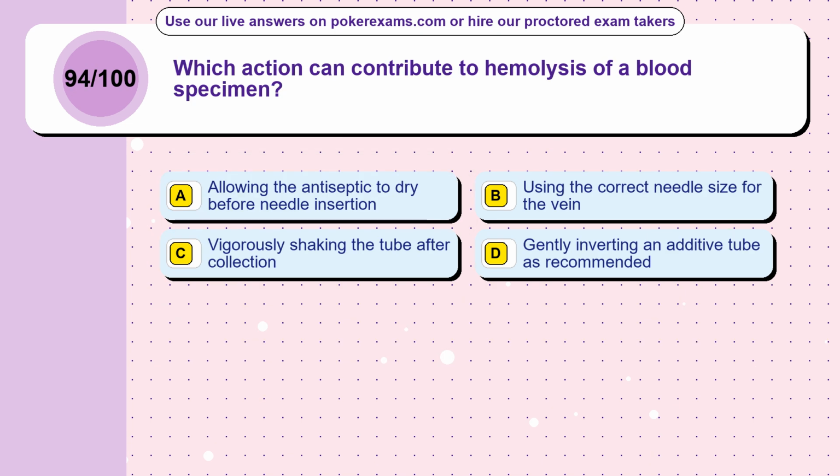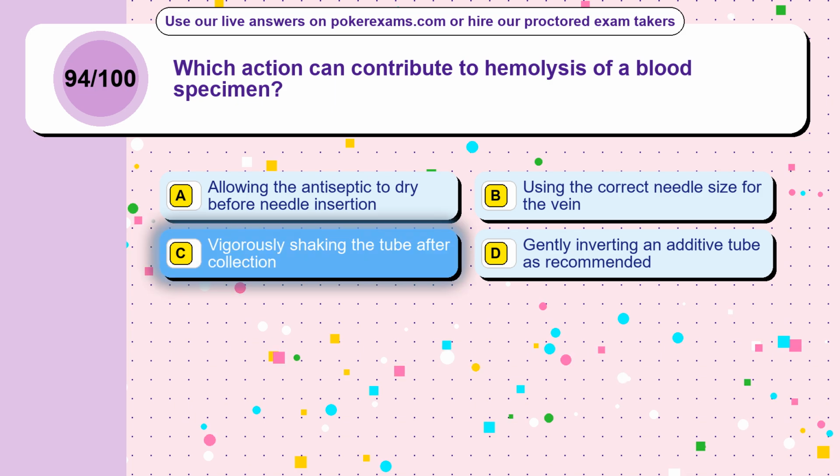Question 94. Which action can contribute to hemolysis of a blood specimen? Option A, allowing the antiseptic to dry before needle insertion. Option B, using the correct needle size for the vein. Option C, vigorously shaking the tube after collection. Option D, gently inverting an additive tube as recommended.